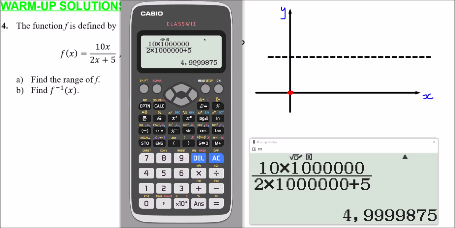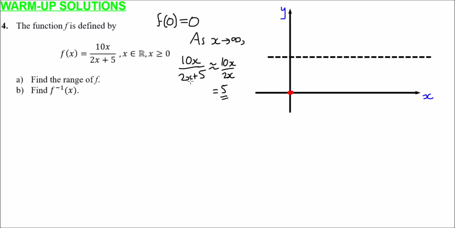You get 4.999, so it's getting really, really close to 5, but we'll never ever touch. So what we're saying here is, as x goes towards infinity, f of x will approach 5 from below. So we can say 5 minus, which is essentially just a way of writing, this is notation to say 5 from below.